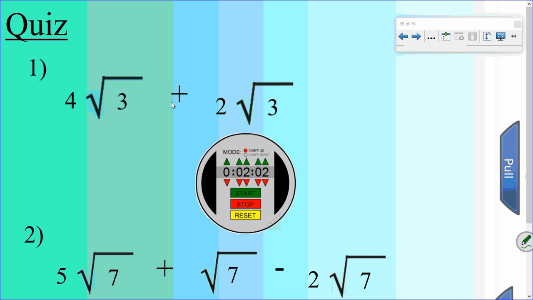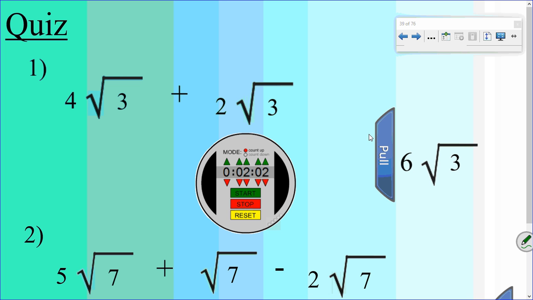4 radical 3 plus 2 radical 3. What do you think? Hey, the radicands are the same, and all you have to do is add the outside numbers. So if you said 6 radical 3, you are correct, because 4 plus 2 will give you the 6. And all you have to do is leave the inside number the same. They must be the same before you could add. That's why you get 6 radical 3.